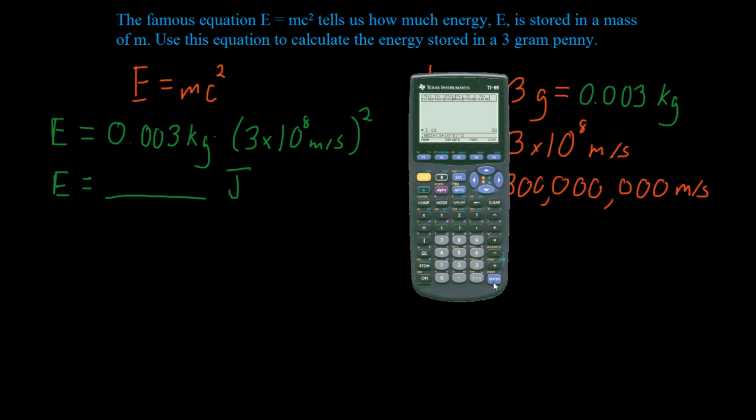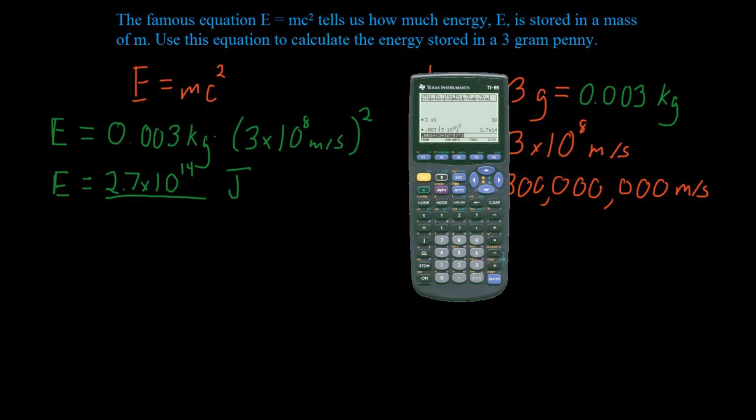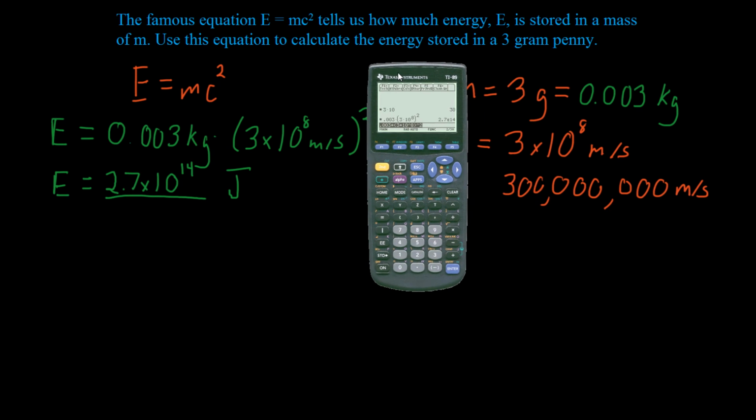And we will get our answer. And our answer is going to be 2.7 times 10 to the 14th power. So on the calculator, you could have done it a little bit shorthand. You could have gone 0.003 times, hit the parentheses, 3, and this does the times 10 to the power for you. And we raise that to the second power.